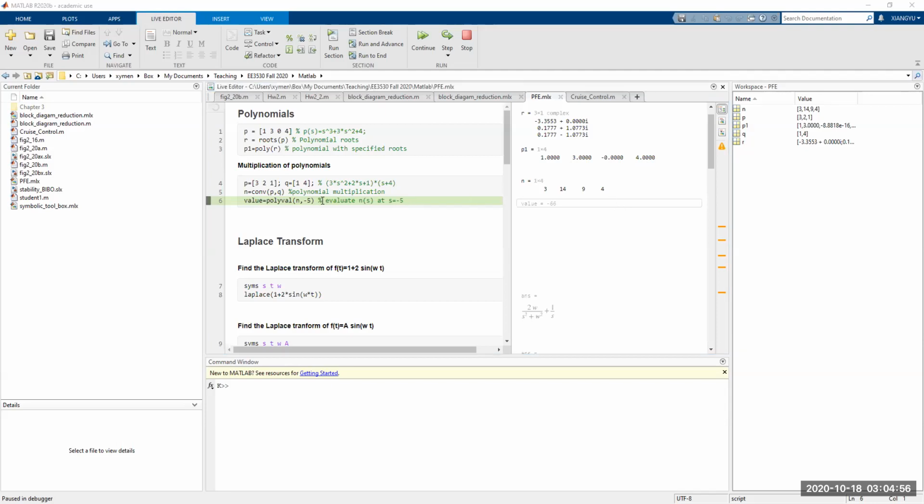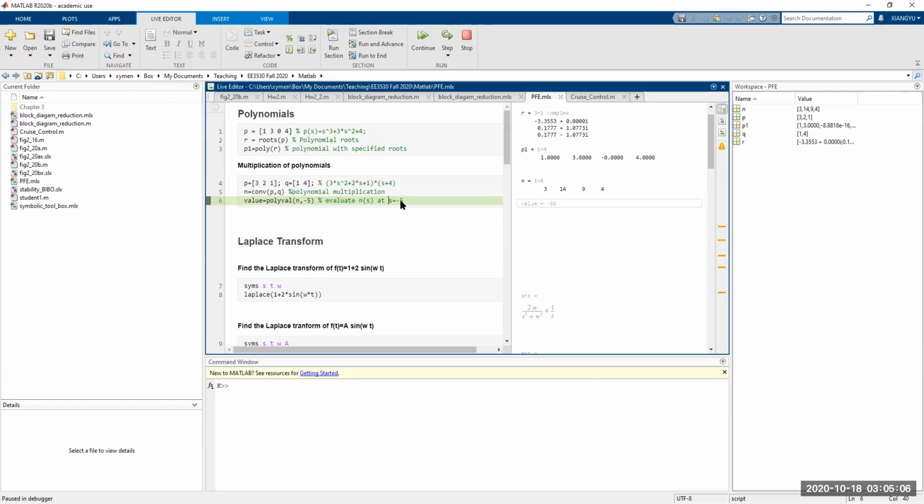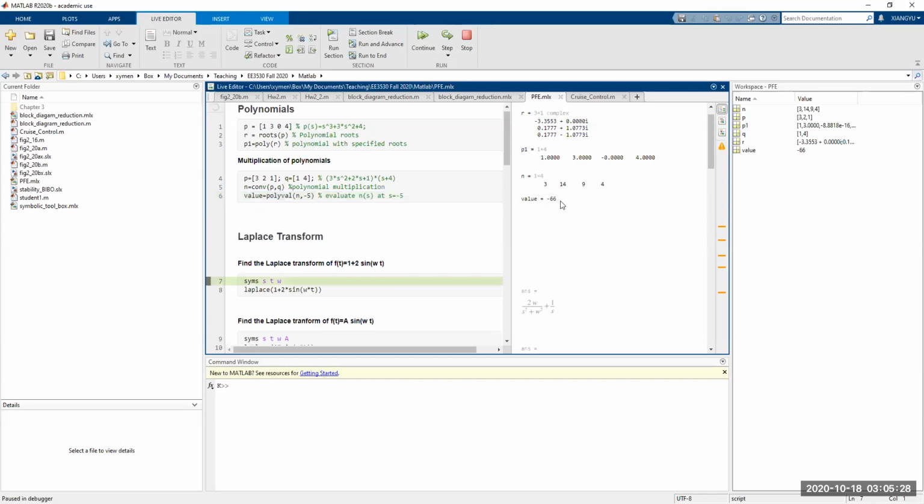We can also evaluate the polynomial at a particular value of s. So let's evaluate the polynomial at s equals minus 5. We use polyval. Then the polynomial is n, and s is minus 5. Then we get the value minus 66.